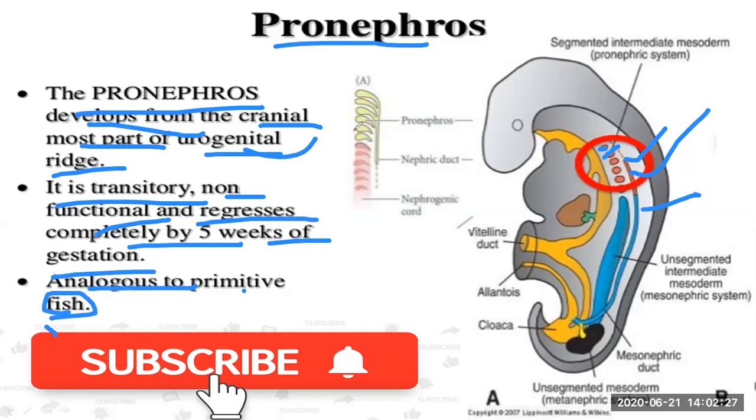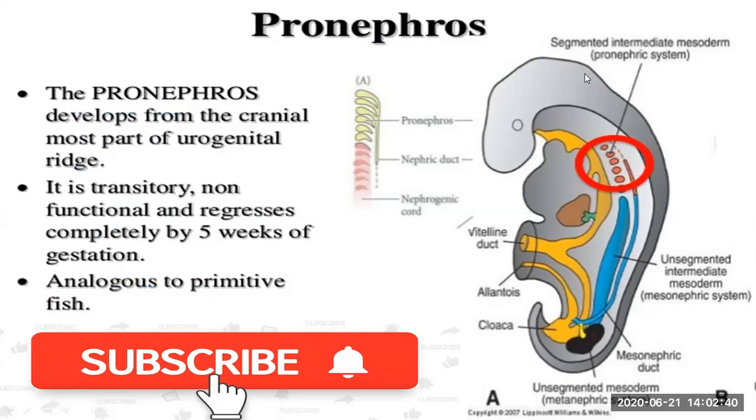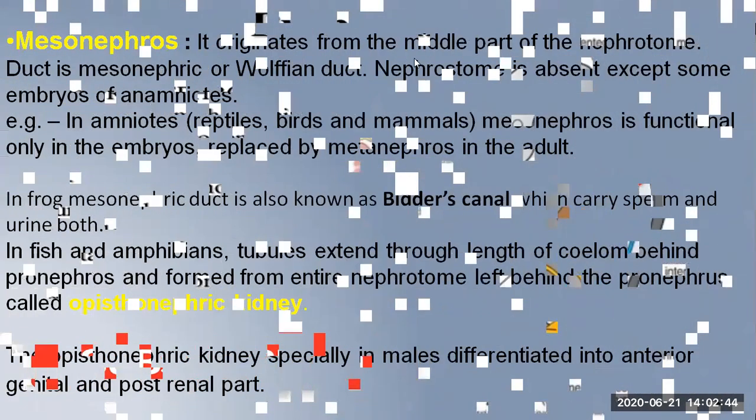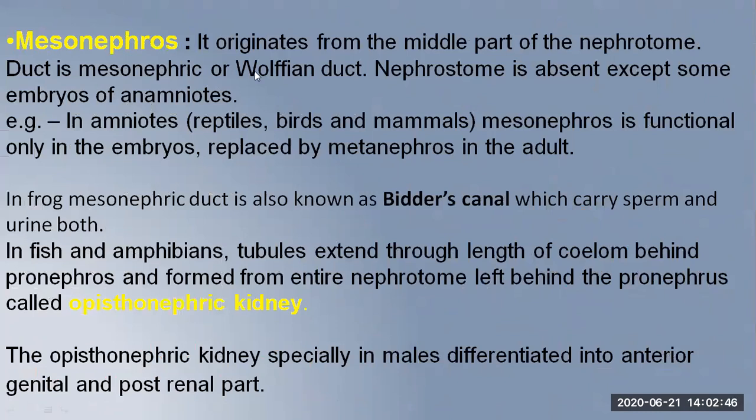Now you can see this figure. This is showing the pronephros, and here the nephritic duct and the nephrogenic duct. So pronephros is found only in anamniotes. Such a type of kidney is found in anamniotes as well as myxine. Okay, so now next we will see the mesonephros kidney.